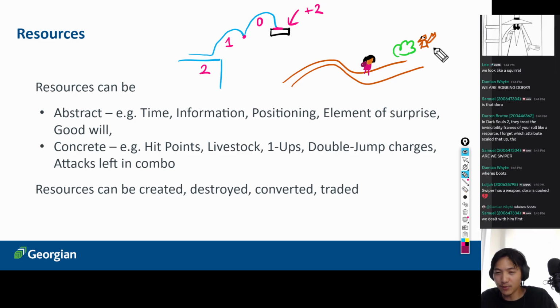That's not supposed to be Swiper's weapon. That's supposed to be his tail. Okay, he's not supposed to have a weapon.